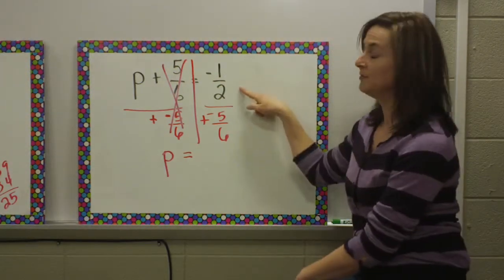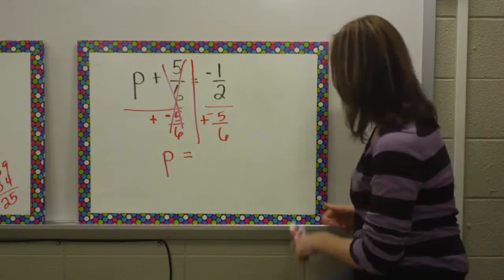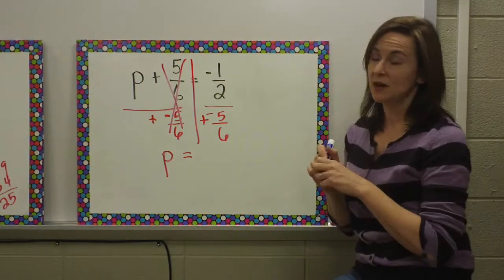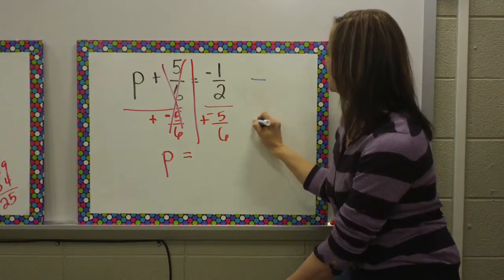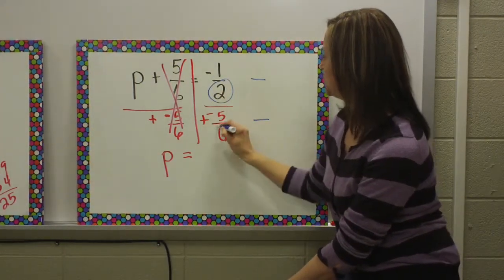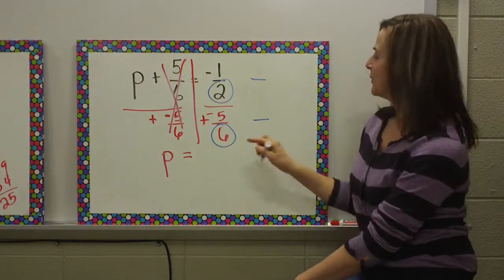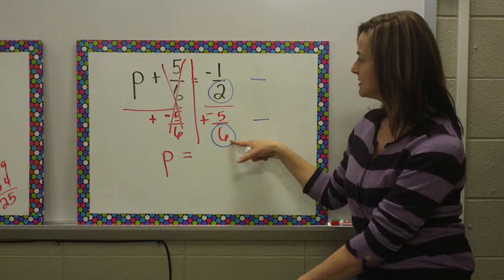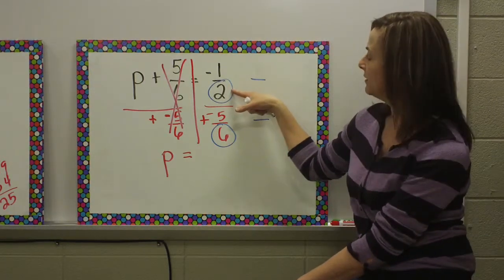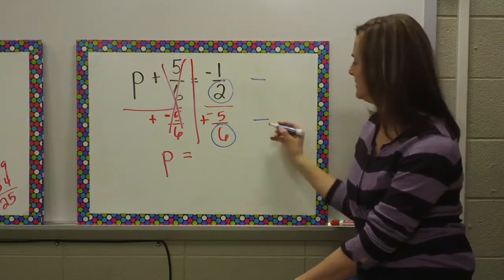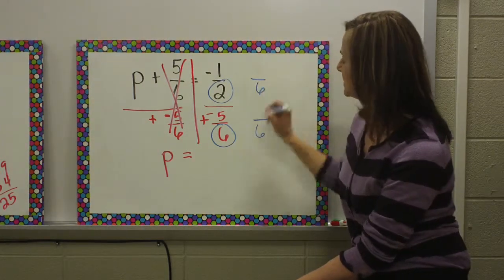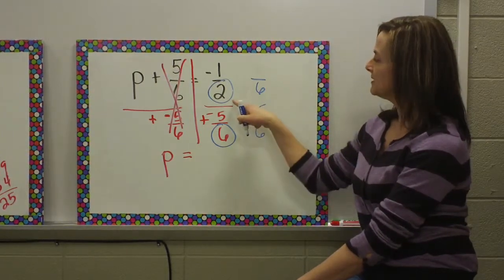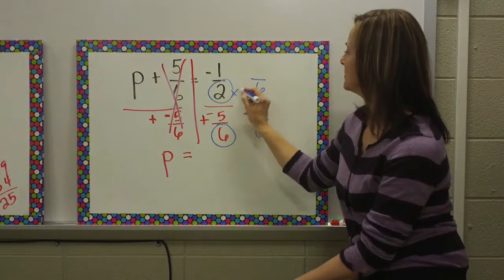Now, because I have fractions, I have to remind myself that when I'm adding fractions, I need to make sure I have common denominators. So, right now I have the denominators 2 and 6. Remember, with fractions, I like to look at the larger looking denominator, which is 6, and see if the other denominator can evenly go into it. It can, so I'm going to use the denominator 6.